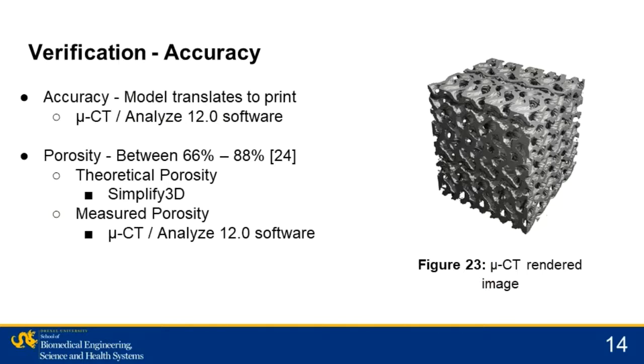To measure the accuracy of the print, we utilized micro-CT and analyzed it in Avizo 12.0 to measure pore size. This is done by method of maximum sphere fitting, where the program finds the largest sphere that fits between 2 points in a scan. Porosity is also found using the same programs. Micro-CT will measure the solid volume of the scan, giving us the measured porosity, while Simplify3D will measure the solid volume of the model before it's printed, giving us theoretical porosity.